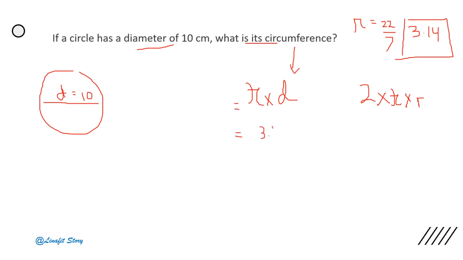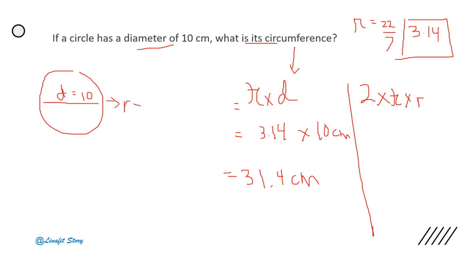So 3.14 times 10 cm equals 31.4 cm. Or use another way, 2 times pi times radius. Remember, radius is half of its diameter. So if the diameter equals 10, the radius equals 10 divided by 2 equals 5 cm. So 2 times pi times radius, 2 times 3.14 times 5 equals 31.4 cm.